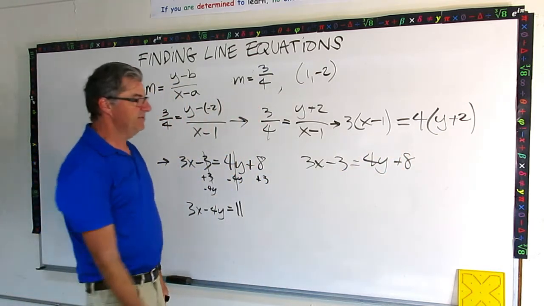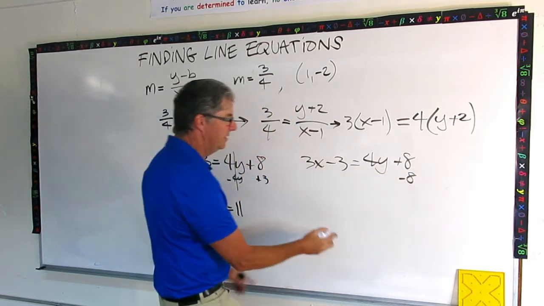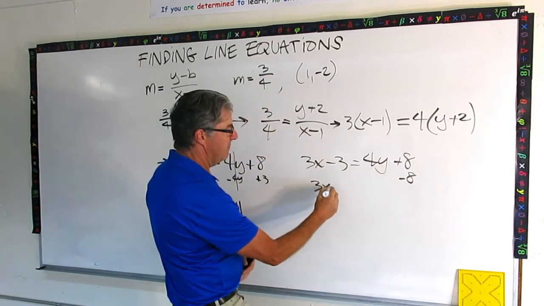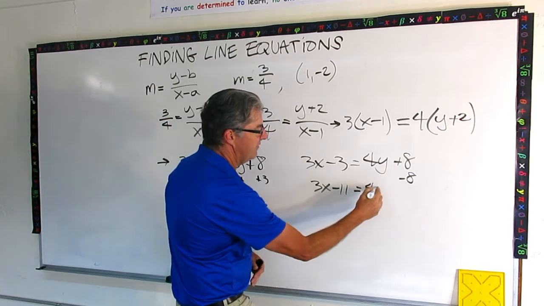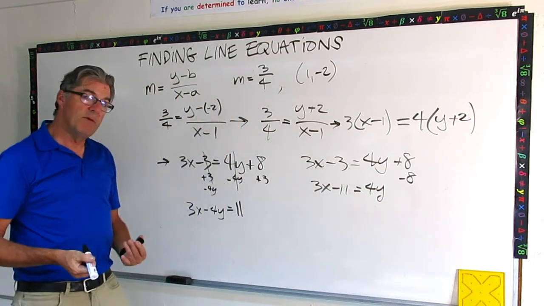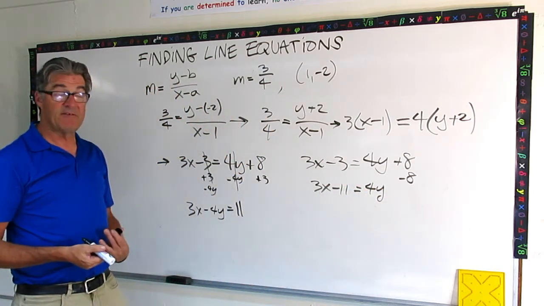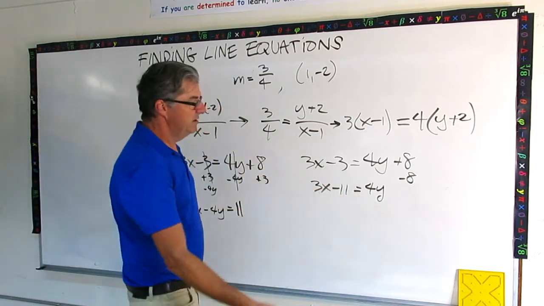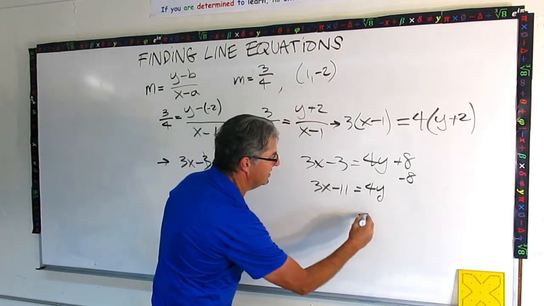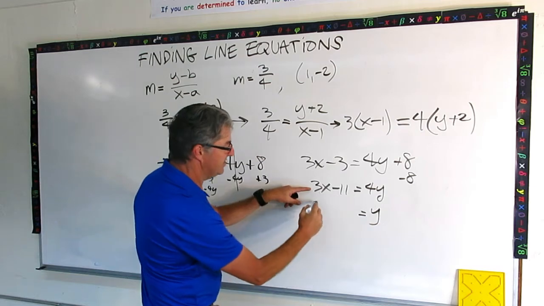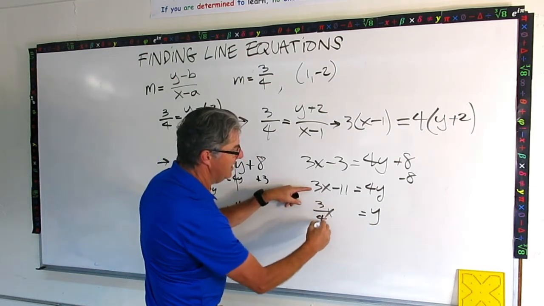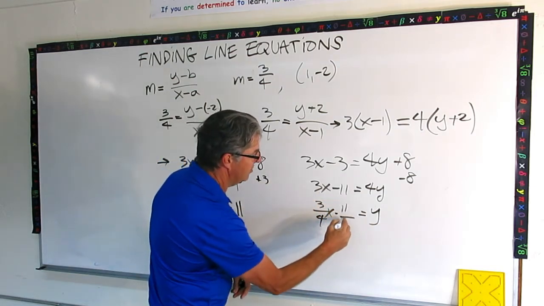So my first step, I'm just going to subtract 8 from both sides. I'm going to get 3x minus 11 equals 4y. I'm almost there. I just have to divide everything by 4 to get y alone. So we're going to divide by 4. That's going to give me y over here. This is going to be 3/4 x minus 11 over 4.